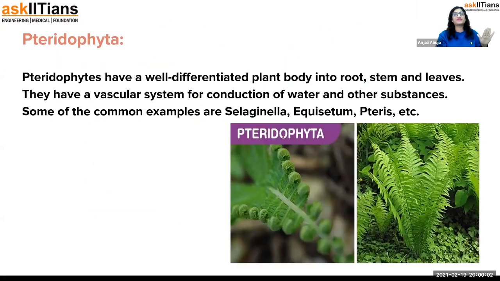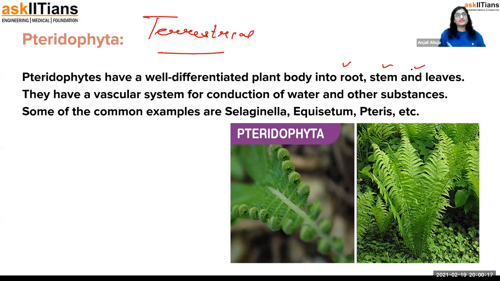Now let's talk about the pteridophytes. Pteridophytes are the first terrestrial plant. They have come out of the water. They have a differentiated body. Root, stem, and leaves are present, not flower. They have a vascular system also. That's the evolution pattern I'm talking about, that this is being followed, from simple, things are getting complex. So for conduction of water and other substances, this is there.